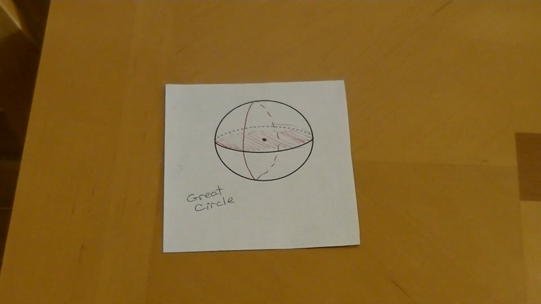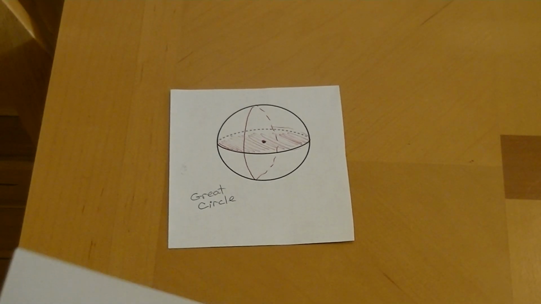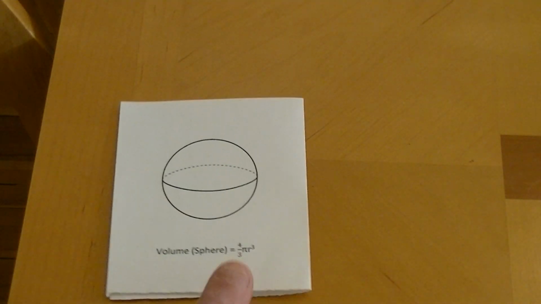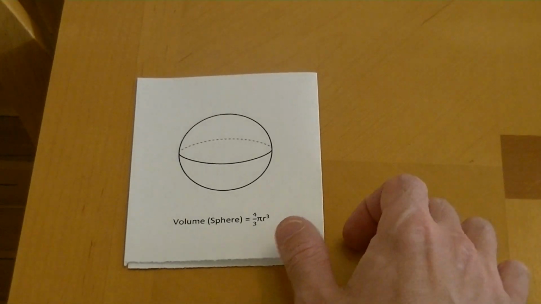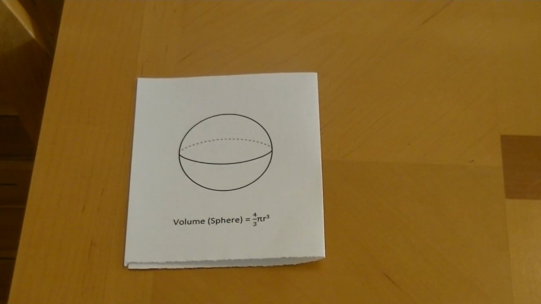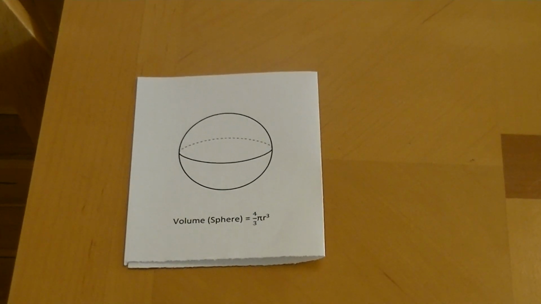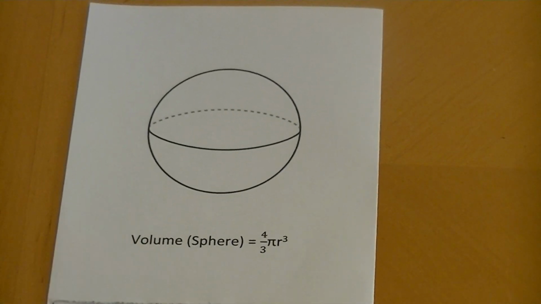That being said, here is the formula for the volume of a sphere. 4/3 pi r cubed. 4/3 pi r cubed. Not pi r squared, pi r cubed.